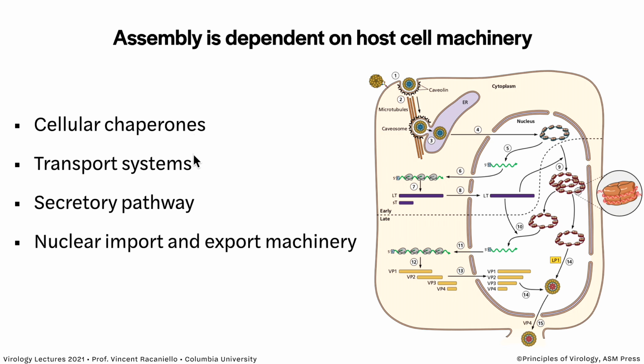Transport systems. We've talked about how particles move in the cell by transport on microtubules, but they also move out on microtubules. There's no diffusion at either end of the reproduction cycle. The secretory pathway is essential for moving glycoproteins around, as we'll see, and of course the import and export machinery. Not only do genomes have to get into the nucleus for some viruses, as we've already talked about, but the proteins to make the particles have to be imported as well. And then they have to get out. So we'll talk about that today.